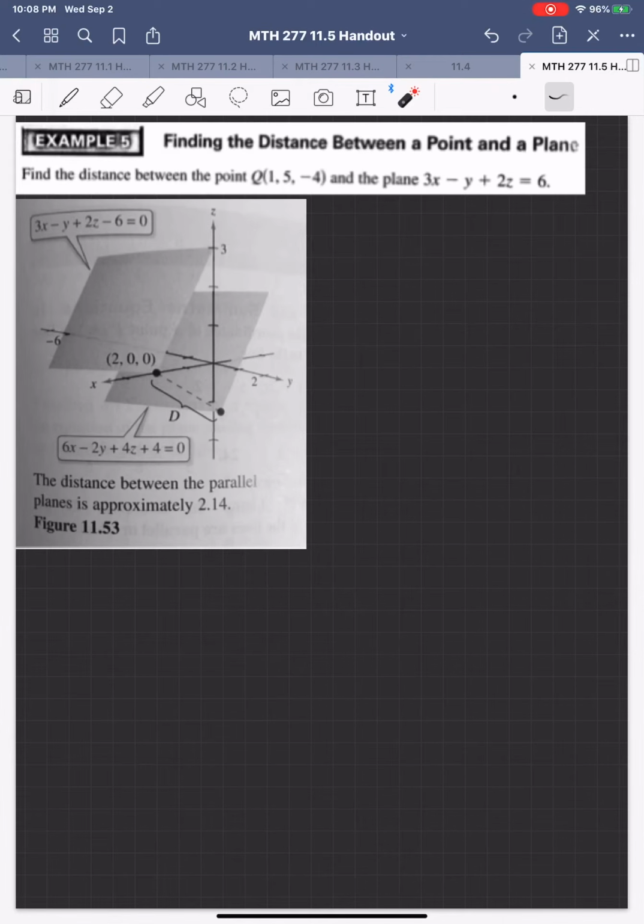Well, first thing I'm going to do is write that equation that's on the previous page, and that is the absolute value of the dot product of PQ with the normal vector, over the magnitude of the normal vector.